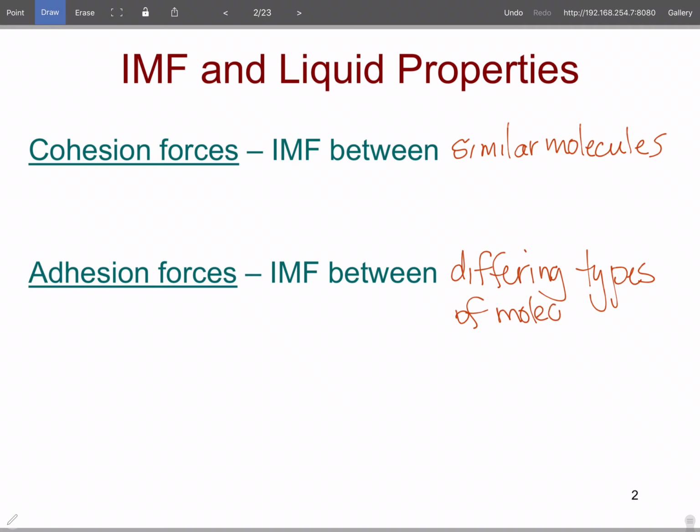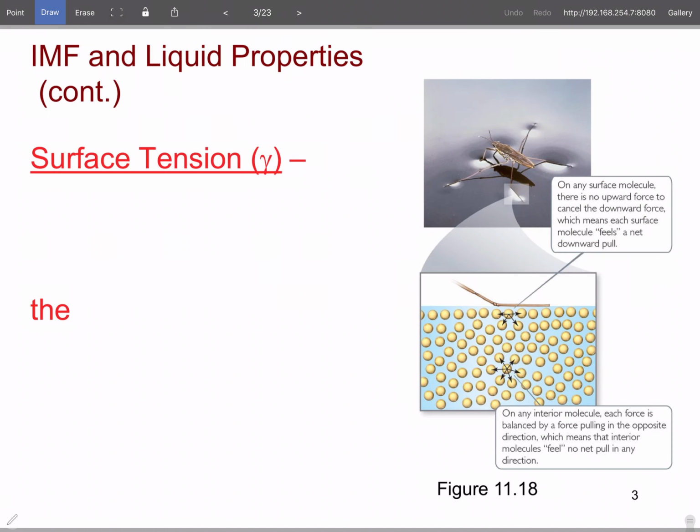Okay, so cohesion is molecules sticking together, of similar types. Adhesion is between different types. And usually you're thinking about really opposite things like water and glass, for adhesion.